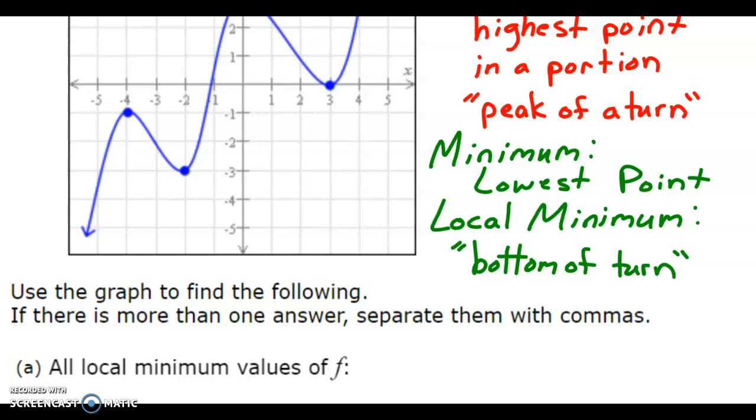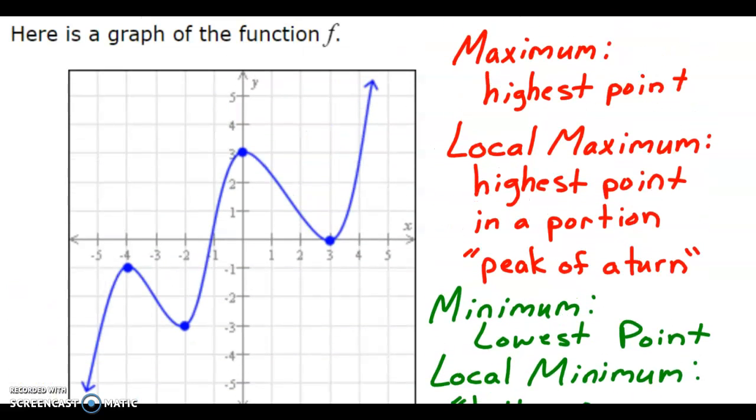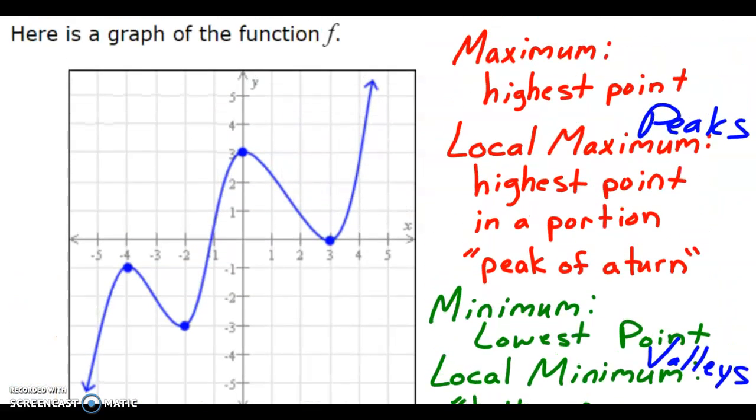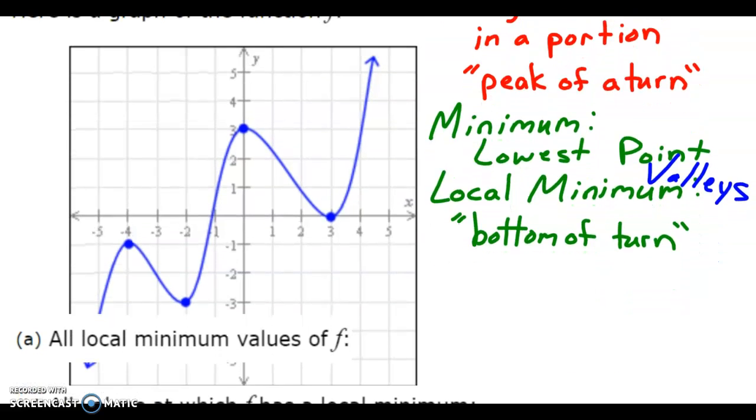Okay? We kind of refer to these as peaks and valleys. Right? So our local minimum and maximum are our peaks and valleys. That's all that these are referring to.